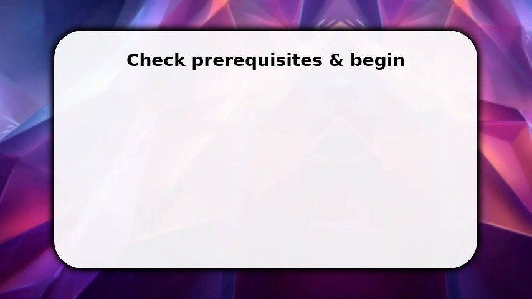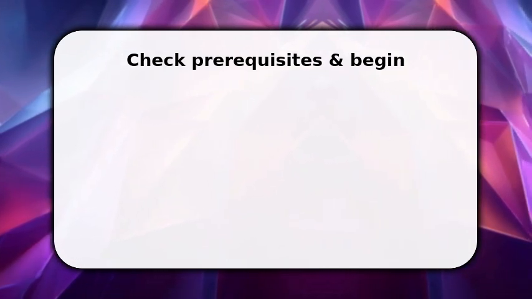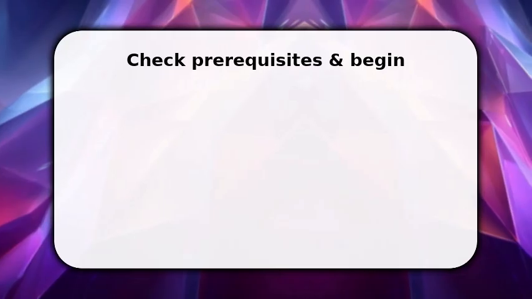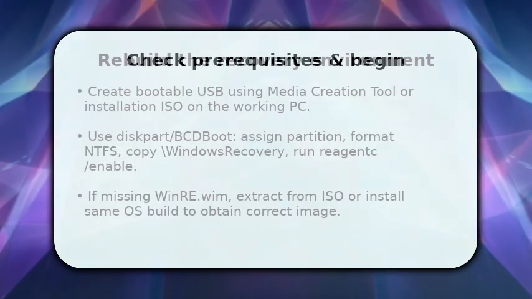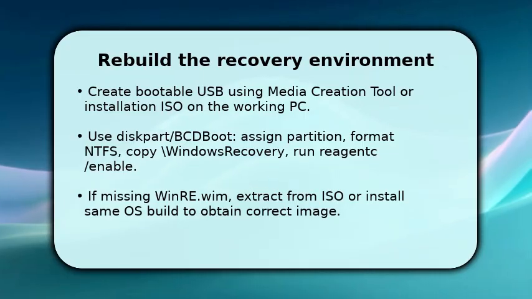Now rebuild the recovery environment step by step. First, create a bootable USB with the installation ISO or media creation tool. This supplies WinRE.wim when needed.